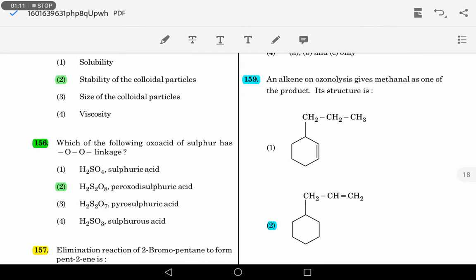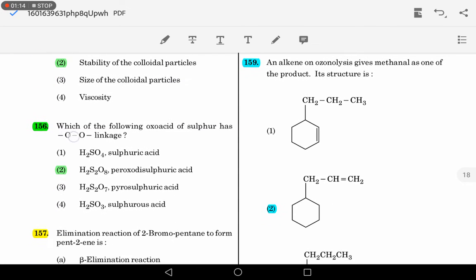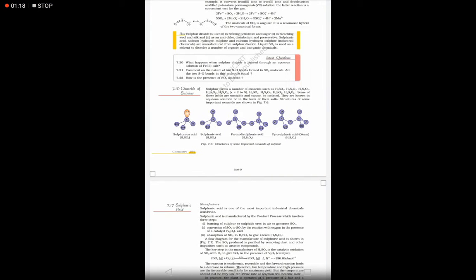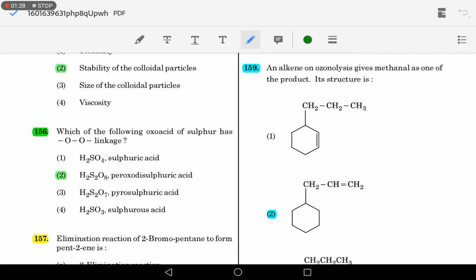the solubility. Which of the following oxo acid has peroxide linkage? This kind of linkage is called peroxide linkage. You could directly find this peroxide linkage in peroxodisulfuric acid, among the oxo acids of sulfur. If you cannot, you could also use the structure at this time.